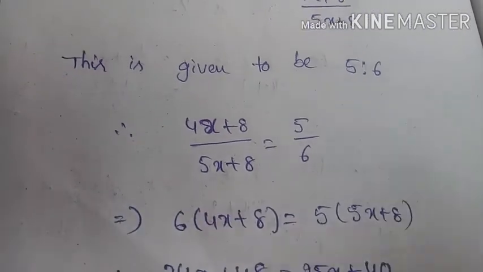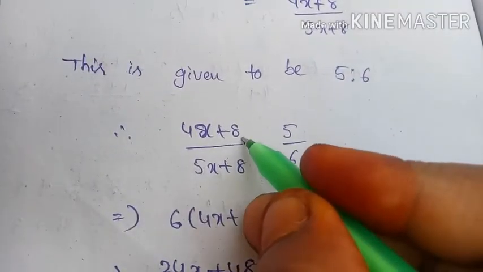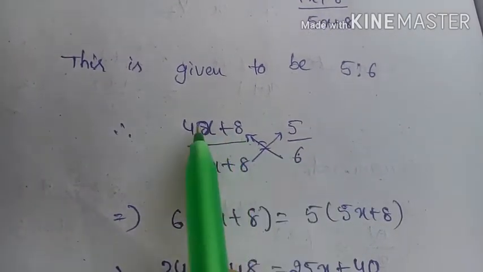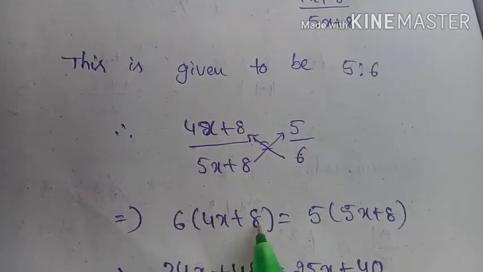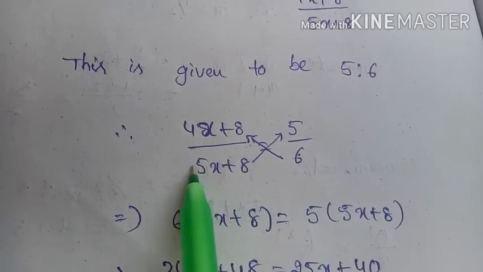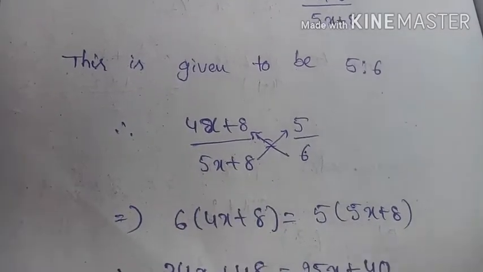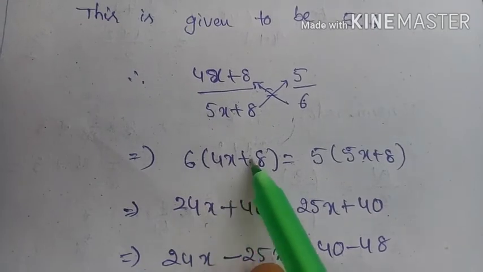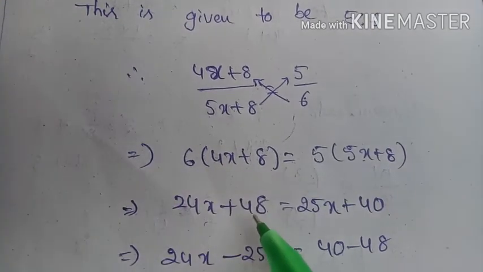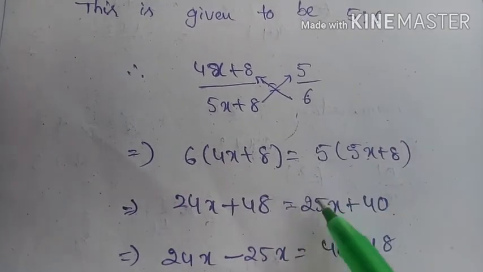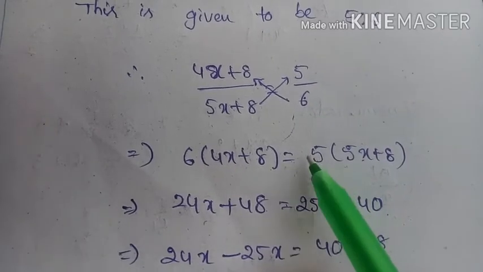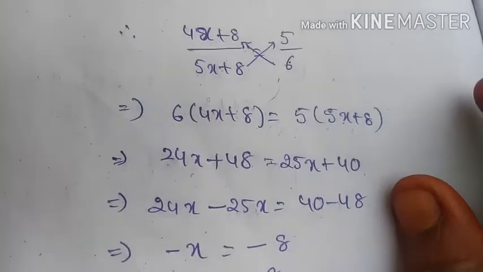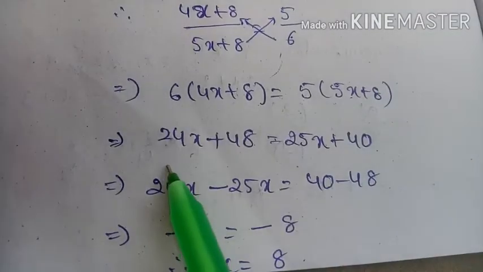Now take the cross multiplication here. So 6 into numerator (4x plus 8) is equal to 5 into denominator (5x plus 8). Now 6 4s are 24x plus 6 8s are 48 is equal to 5 5s are 25x plus 5 8s are 40. Okay, separate the variables and constants.